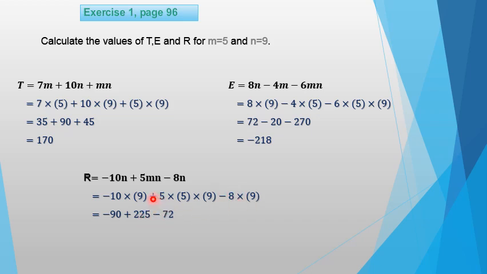Okay, so we drop down addition and subtraction and we replace, for example, 10 times 9 by its answer, which is 90, and so on for the rest of the statement. The final answer of R is 63. Okay, it's 225 minus 90 minus 72.